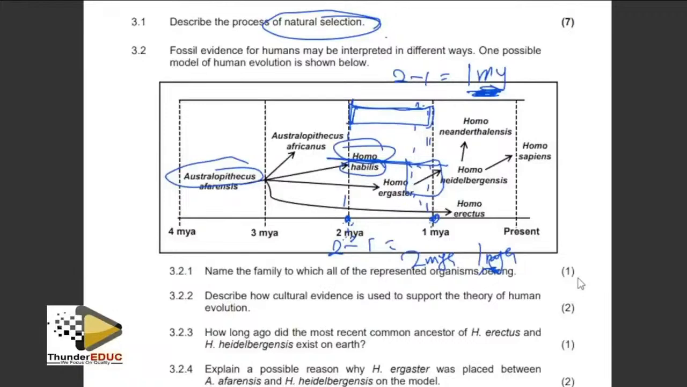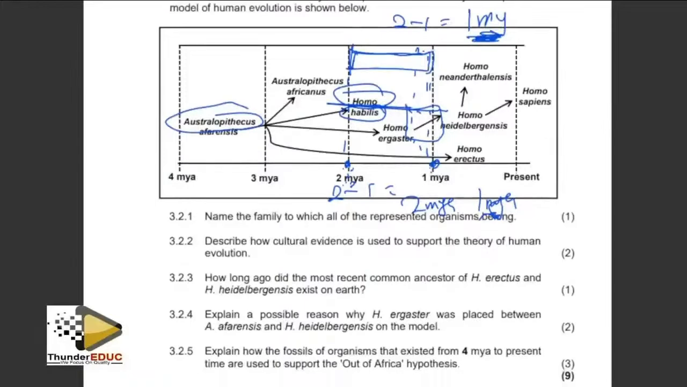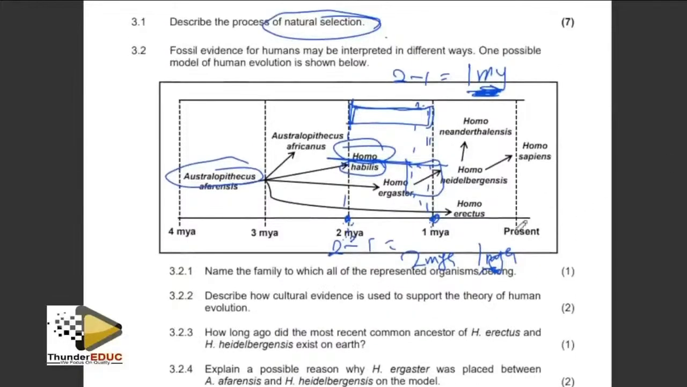Then now, what are they saying? They are saying, explain the possible reason why Homo ergaster was placed between Australopithecus afarensis and the Homo. It means that this is a transitional fossil. It's a transitional fossil, meaning that it has the characteristics of this organism, and then it also has characteristics for this.